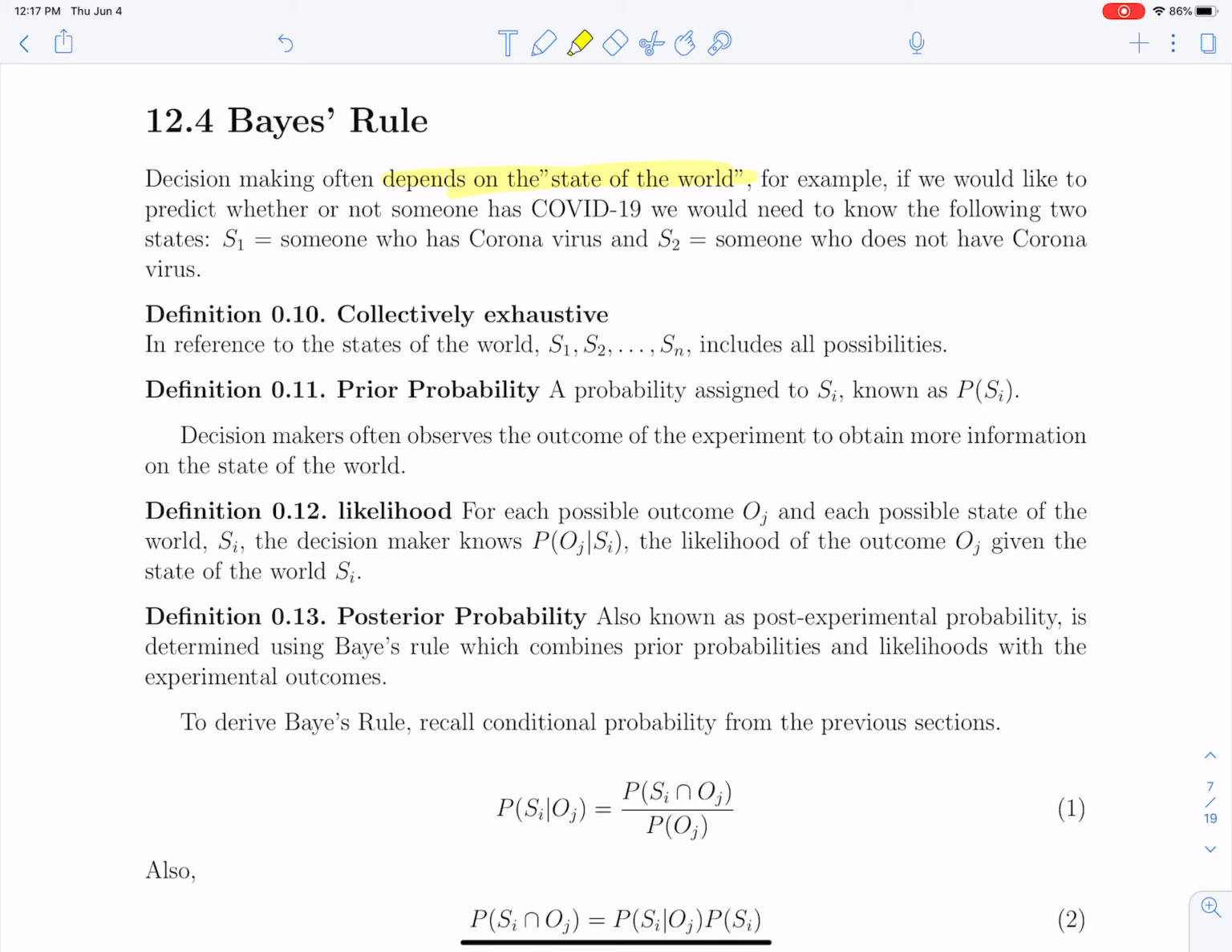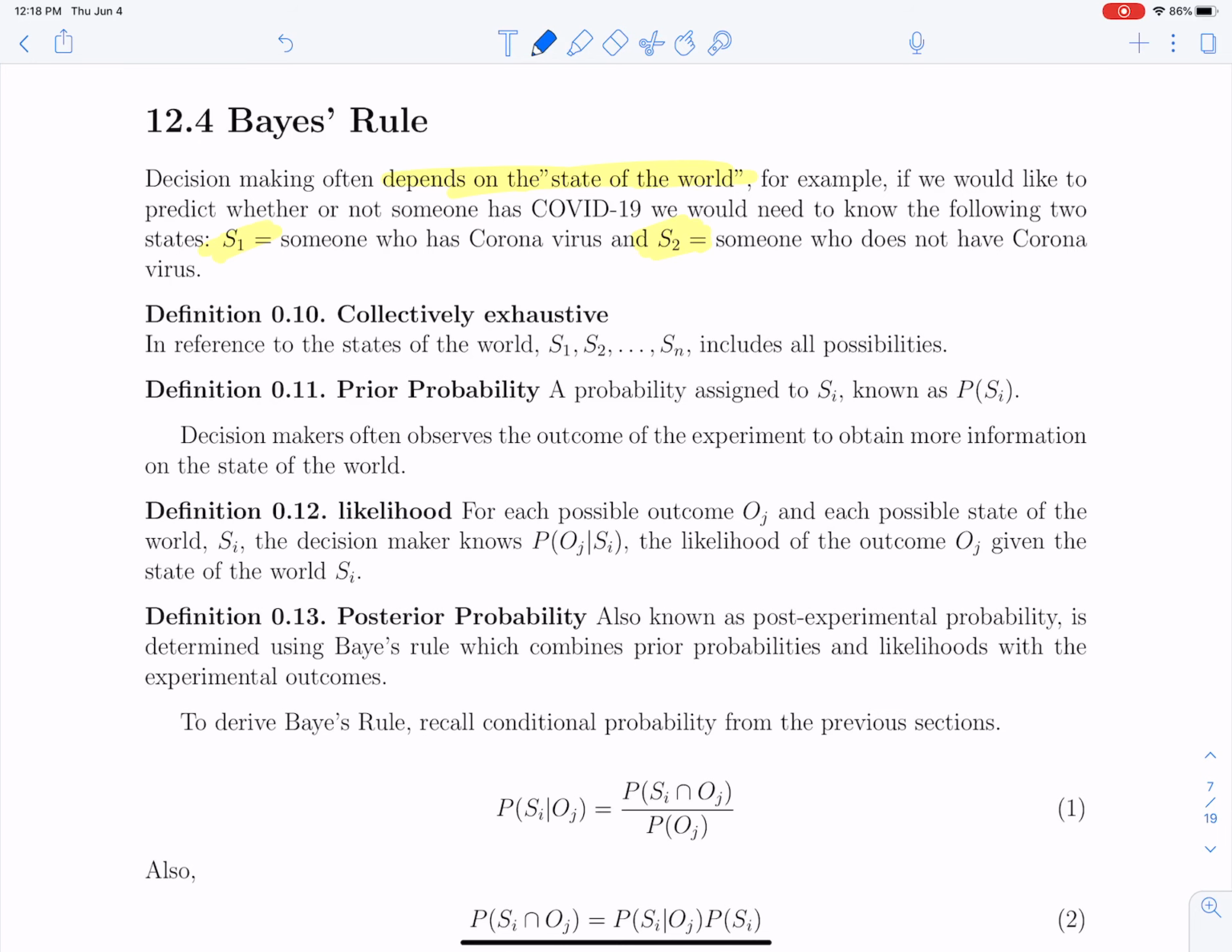We're also trying to do this for something we have outcomes for already. Maybe we already have data for it. So for example, I put in here, we might need to predict whether or not someone has coronavirus. We would need to know these two states of the world, so we have S1 and S2. The first one, someone has corona, second, someone does not. So those are basically just the two states of the world in our experiment. And collectively exhaustive refers to all these states of the world, and it's just all of the possibilities.